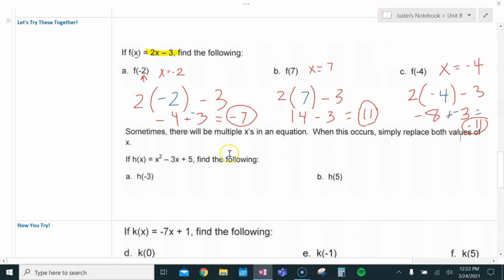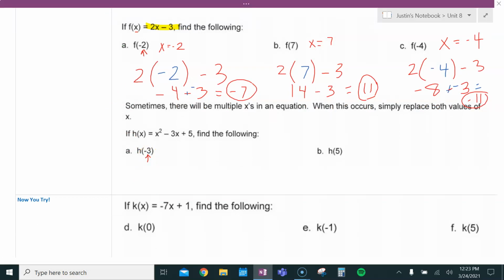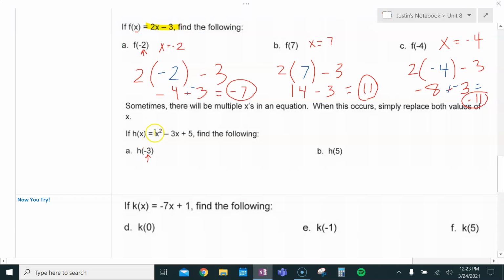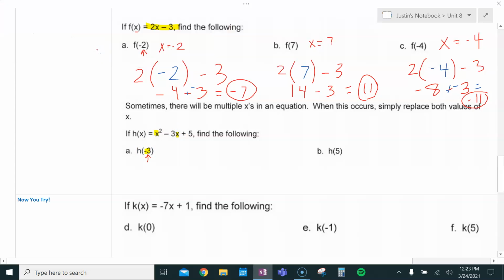Alright, sometimes there will also be multiple x's in the equation. When this happens, you simply replace all of your x's with the x value that you have in your problem. So if you look at letter A here, now we have x is negative 3. Where do we see x's in our function? I see an x here, and I also see an x here. So I'm going to take that negative 3, and I'm going to plug it in for all of the x's here. Okay, so starting with the negative 3 to the second power, minus 3 in parentheses, my x is negative 3, plus 5.